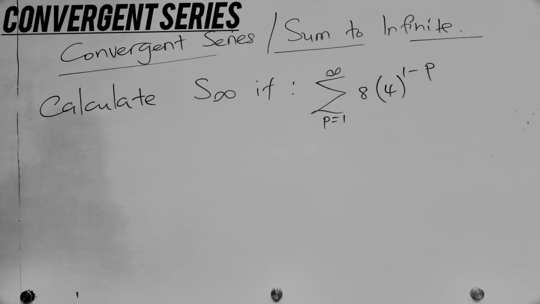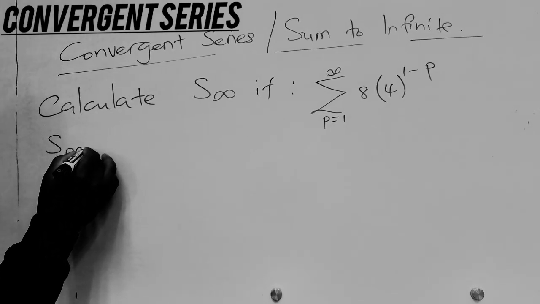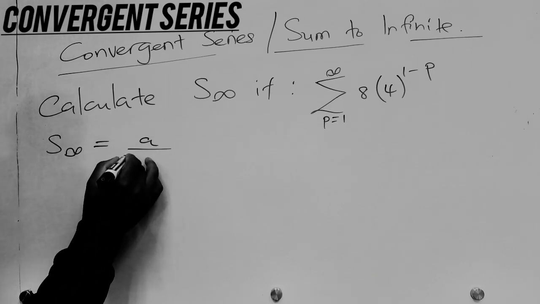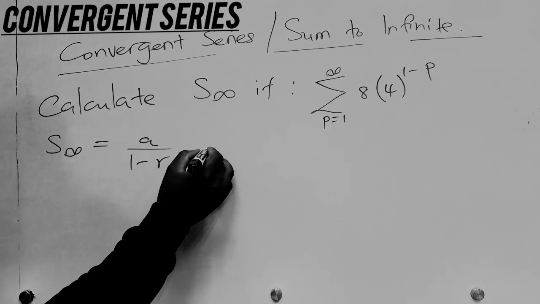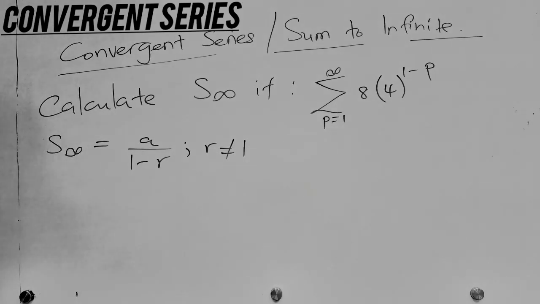Find the sum to infinity of the summation of 8 multiplied by 4 raised to the power 1 - p, from p = 1 up to infinity. So what we do here, we have a formula for calculating sum to infinity, which is S = a over 1 - r, where r must not be equal to 1. That's the condition. So what we need to do is find the sequence, because we don't have the r. So we need to come up with a series that will follow our notation there.